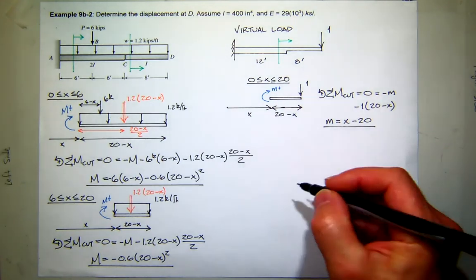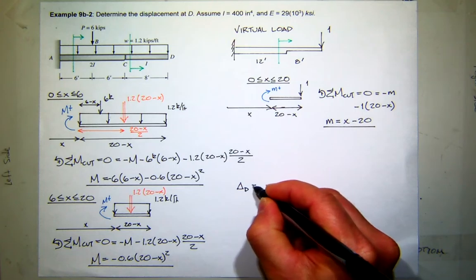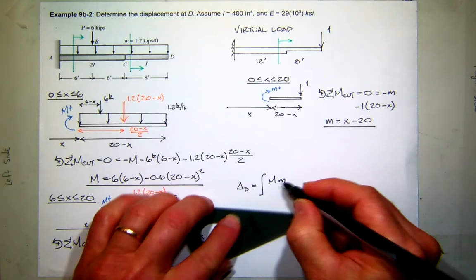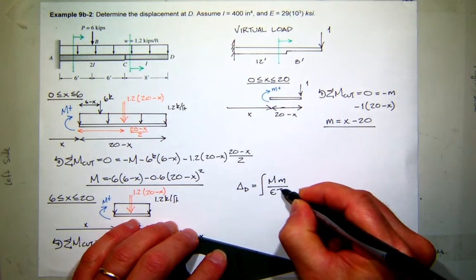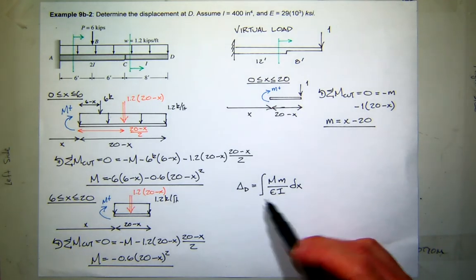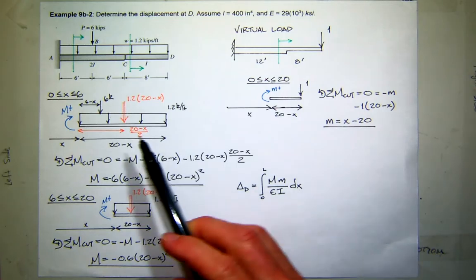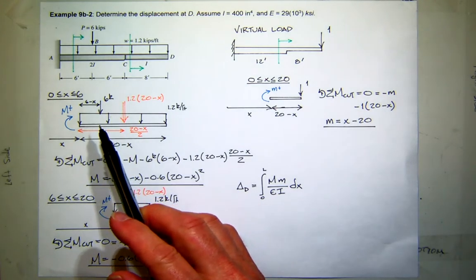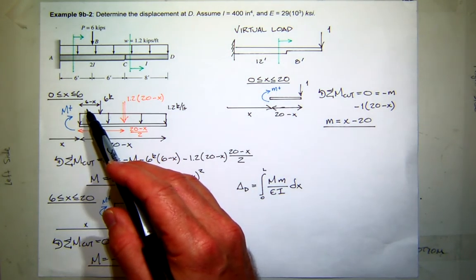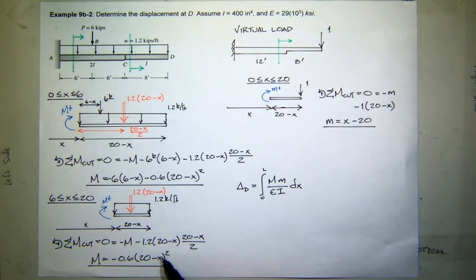Well, remember, in general, the displacement, in this case at D, is the integral of the real moment times the virtual moment, divided by E and I, and integrated, right? So we have to go the entire length of the structure. Now we have to take care of the fact that I have a real moment from 0 to 6, which I can match with the virtual moment. And then from 6 to 20, I have a different function that I can match with the virtual moment.